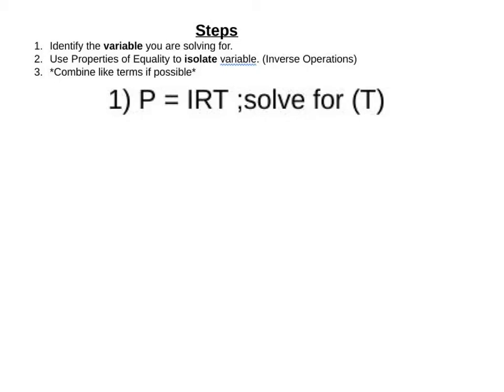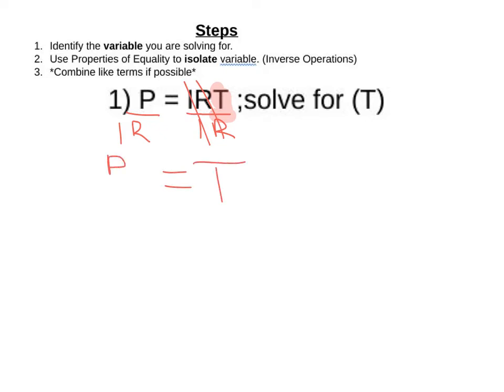So when you look through this, first of all, we're trying to figure out what letter we're solving for. So in this case, we are solving for this t. Using your properties of equality to isolate variables and then combine like terms. So if you have that t there, what are I and r doing? In both situations, both of them are multiplying by t. So if we divide both sides of our equation by I and r, on this side they cancel, leaving us with t.